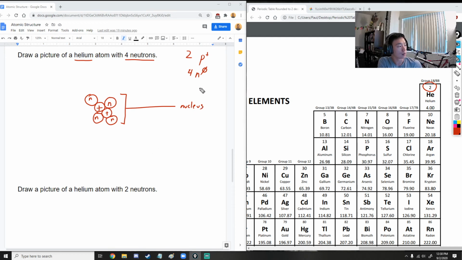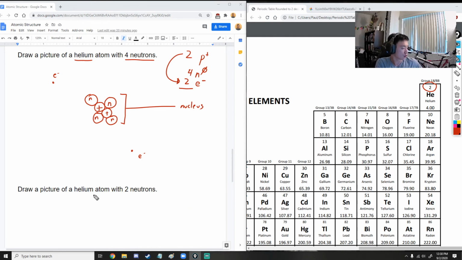Okay, but we're missing something still, the number of electrons. So how many electrons do we have? So remember how I said earlier, for today, we're going to have the same number of electrons as we have protons. So since we have 2 protons, we're going to draw 2 electrons. Okay, and that's it. That's going to be our atom. So as long as you have 2 electrons, make sure you label them, 2 protons and 4 neutrons, you got the right answer.